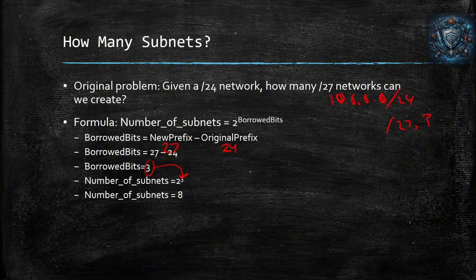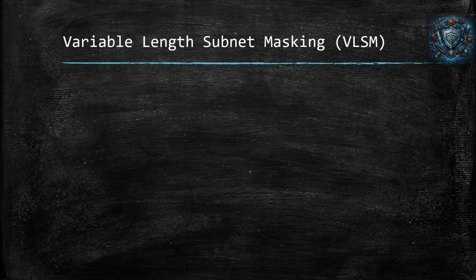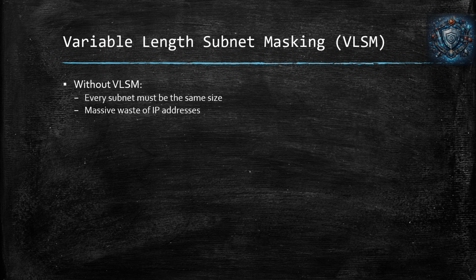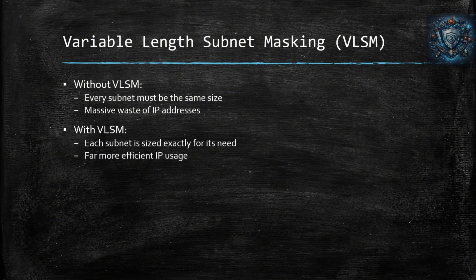So now let's dive a little bit deeper on this and look at something called Variable Length Subnet Masking, or VLSM. Now, without VLSM, every subnet has to be the exact same size, which can be a massive waste of IP space. What VLSM allows us to do is size each subnet exactly for how many IP addresses it needs, which is a far more efficient use of our IP space. So let's start with some steps here.